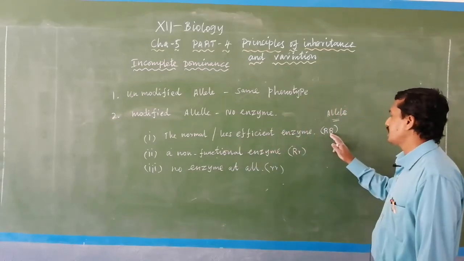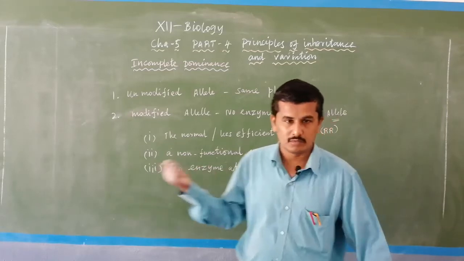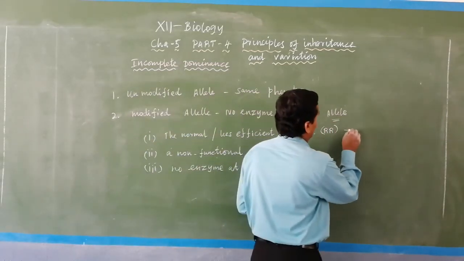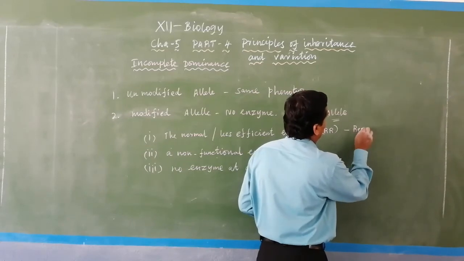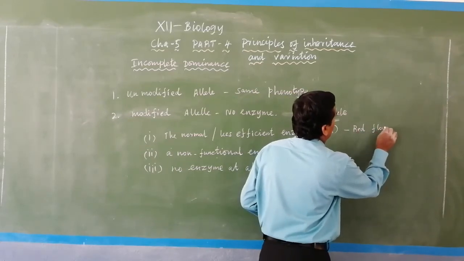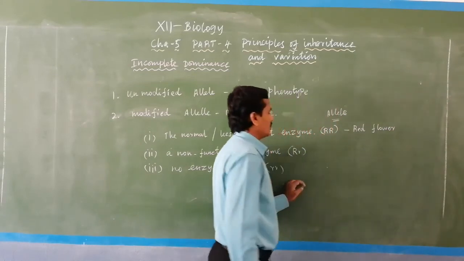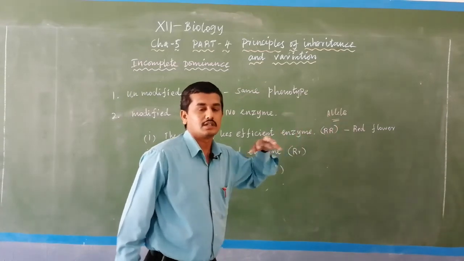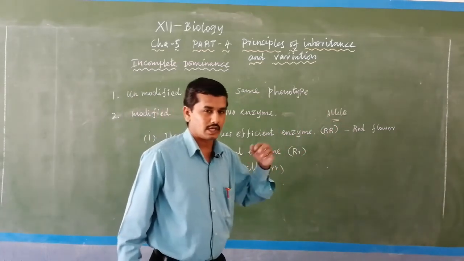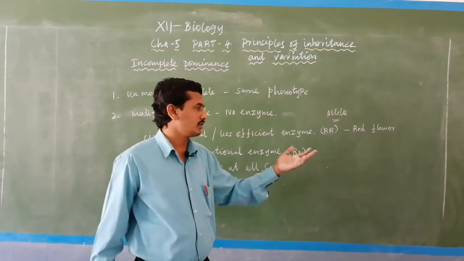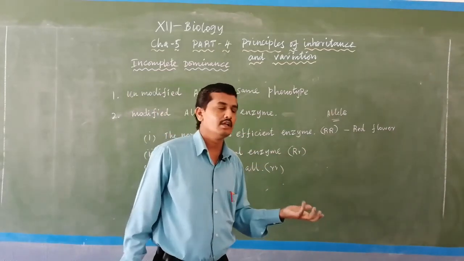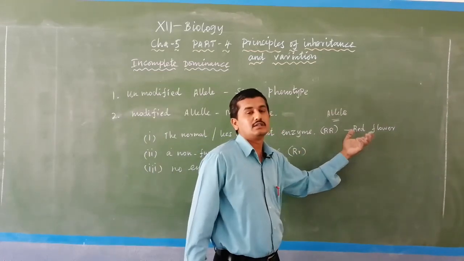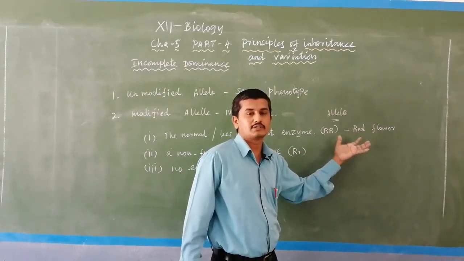For example, what does capital R mean? In incomplete dominance in the snapdragon species, capital R expresses the red flower character. Red flower character means that both factors work correctly and produce the correct amount of enzyme. Enzyme here means the colored pigment. So, the flower is red due to the correct production of pigment.